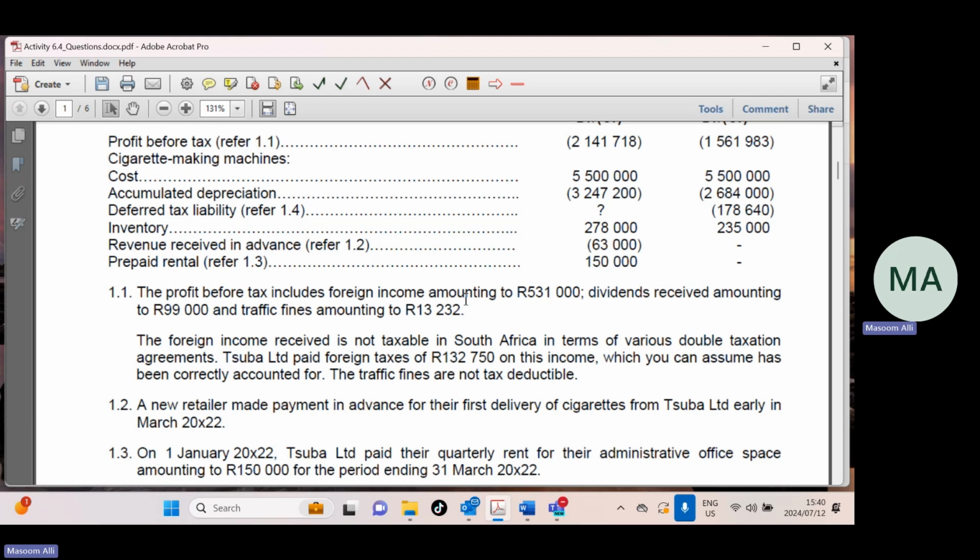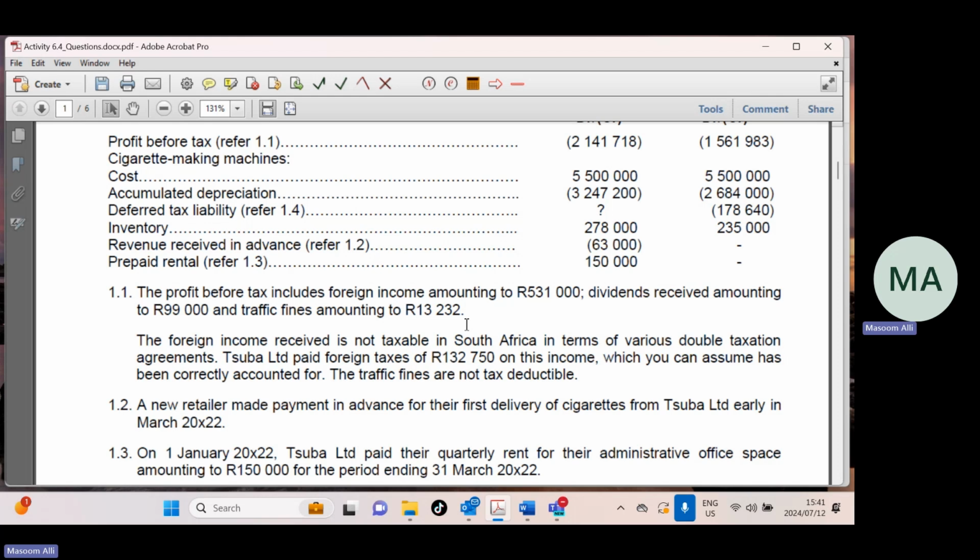Now, here's what you need to ask yourself. Number one, should this be accounted for in my accounting profit? Should my accounting profit include this? Because it's telling me that the profit before tax includes foreign income, dividends, and traffic fines. So should my profit before tax include those figures? The correct answer is yes. Those are supposed to be in your profit before tax figure for the purposes of financial reporting. So there's no stress on that.